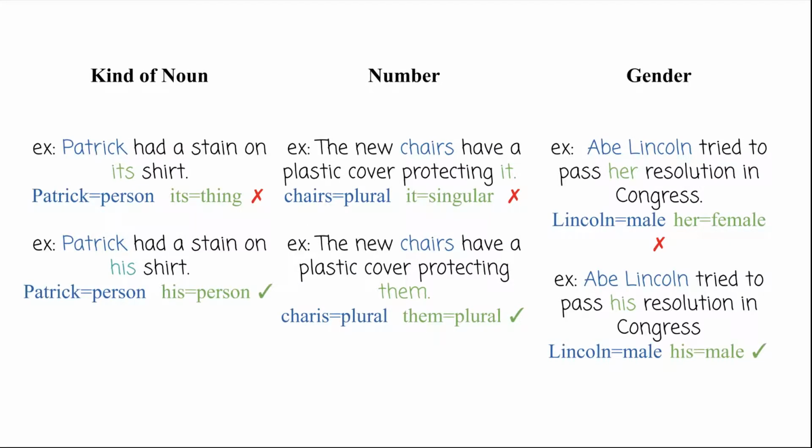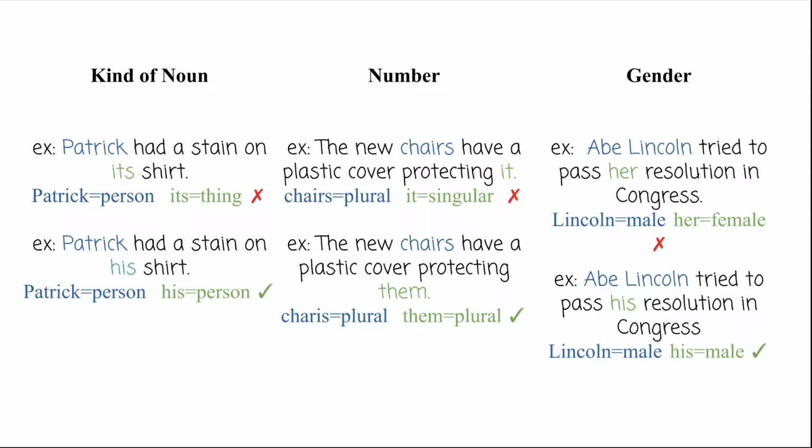So the first is kind of noun. For example, Patrick had a stain on its shirt. My pronoun here is its, but my antecedent is Patrick. These don't match because Patrick is a person and its is a thing. So if you have a person, you want to go ahead and use a personal pronoun. So Patrick had a stain on his shirt. This matches because Patrick is a person and his also refers to a person.